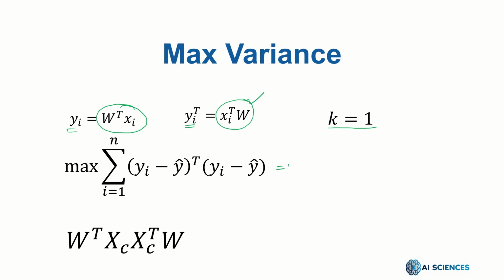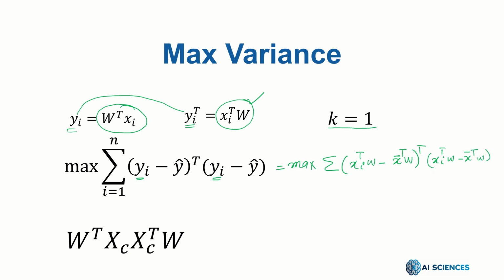So this goes to max summation, with yi replaced by xi transpose w, minus this y hat replaced by x mean transpose w, whole transpose into the same. Remember this particular thing: yi is equal to yi transpose in the case of k equal to 1. It is not true when k is larger than 1. But when k is equal to 1, yi is a scalar, yi transpose is a scalar, and they are the same. So now yi can be written as xi transpose w minus x mean transpose w.